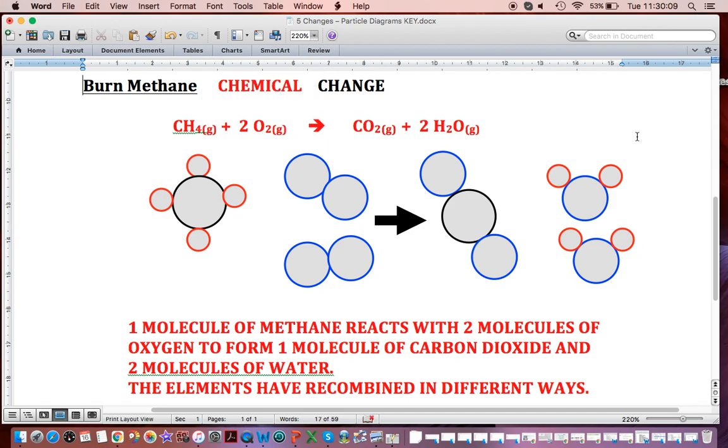So hopefully this sheet gives you a clear picture of what's going on at the atomic level in a physical change, chemical change. Physical change, the left side looks the same as the right. Chemical change, the left side of the reaction is different from the right side. Pause if you have to, but make sure you get all the information.